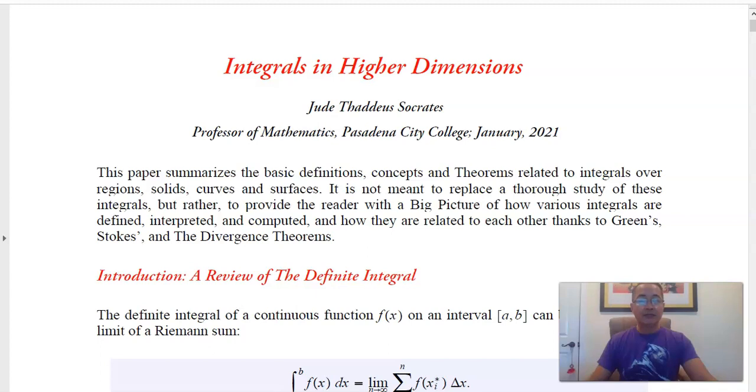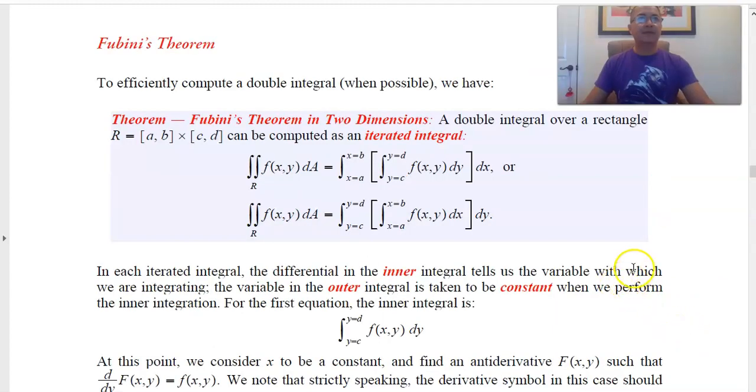So it's called Fubini's theorem, and it is at the top of page 7. And I will see you there in 1 second. All right, here we go.